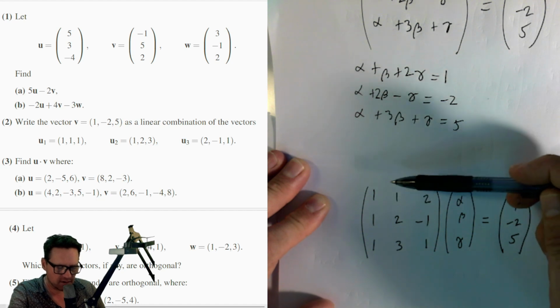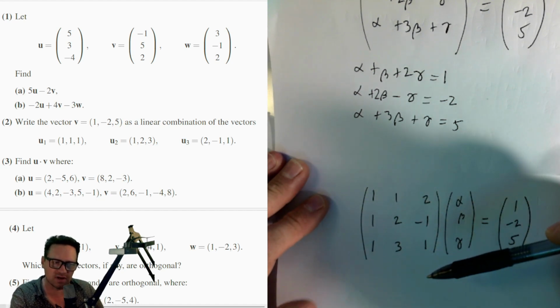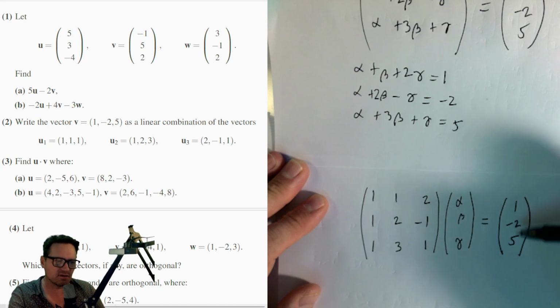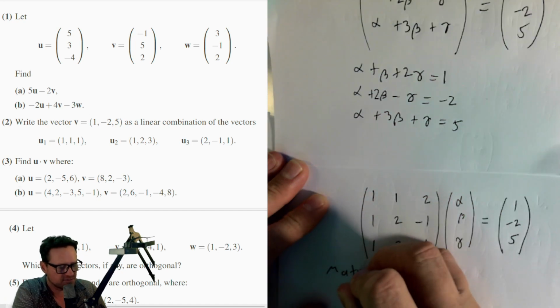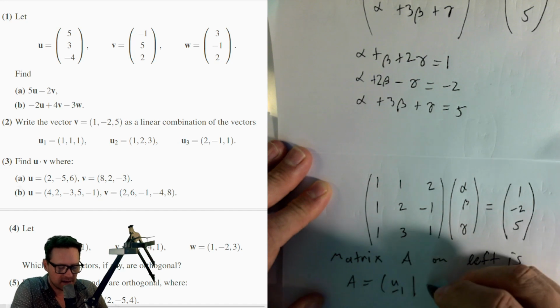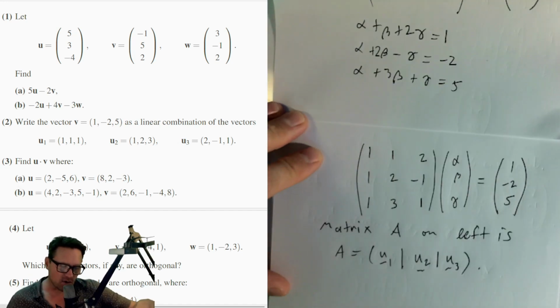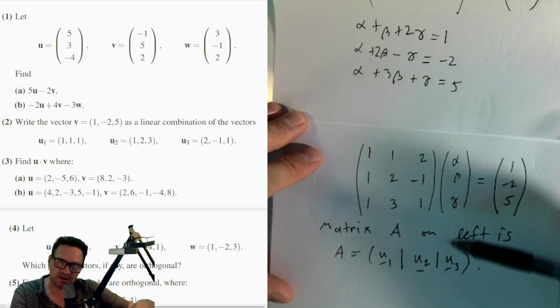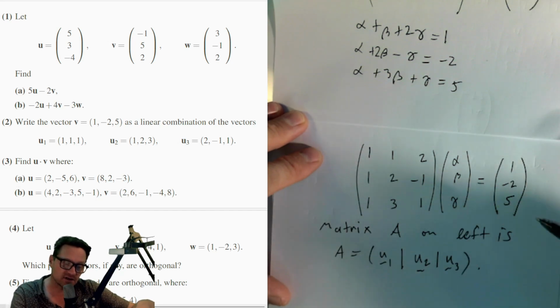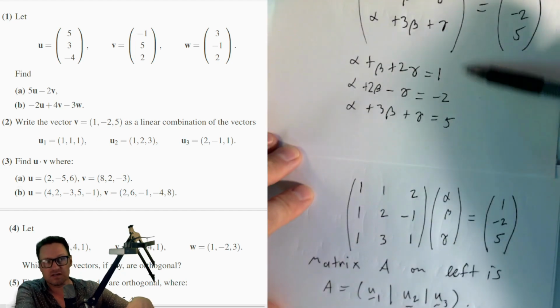So the matrix on the left-hand side is the concatenation of U1, U2, U3, and the matrix on the right-hand side is V. So let's just note matrix A on the left is U1 concatenated with U2 concatenated with U3. Okay, so how do we solve this matrix equation? Well, we can do Gaussian elimination to find alpha, beta, gamma. We can go into Mathematica and ask it to solve this system right here.